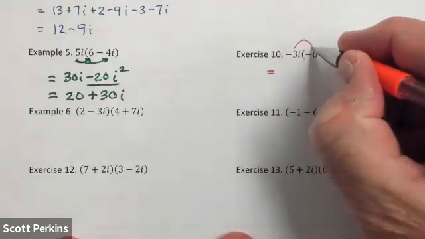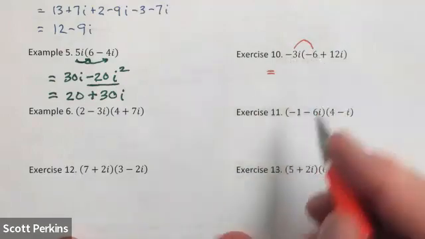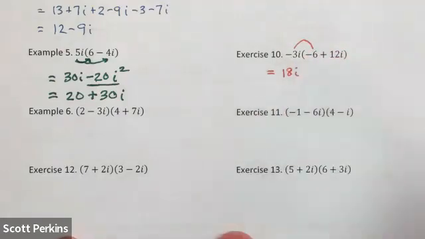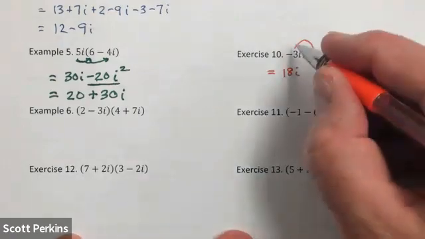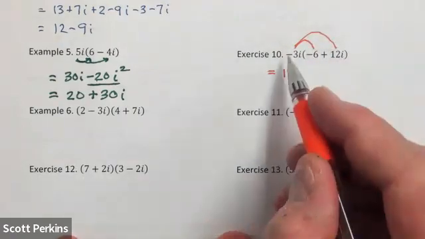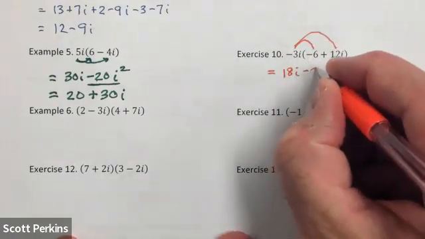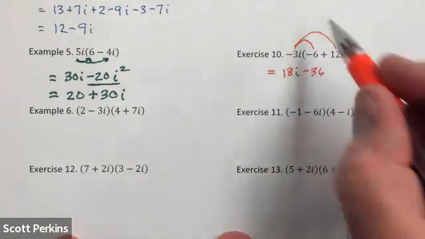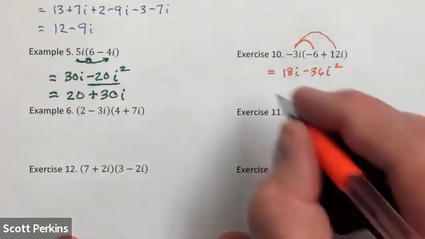So the negative 3i times the negative 6, negative 3 times negative 6 is 18i. That's my first term. And then the negative 3i times 12i. Negative 3 times 12 is negative 36. I times I is i squared.